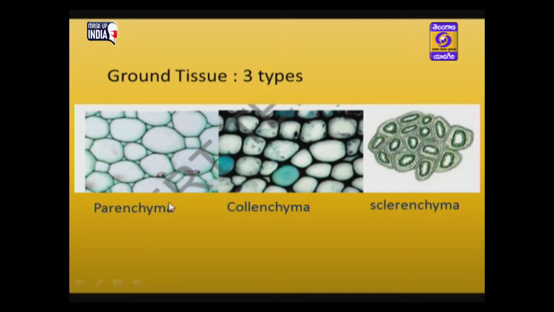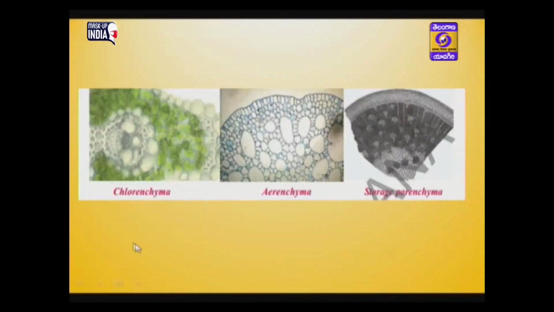Now, again, parenchyma is of three types: chlorenchyma, aerenchyma and storage parenchyma. Chlorenchyma has chloroplasts in it, so these help in photosynthesis. This tissue is present in all the green parts of the plant.